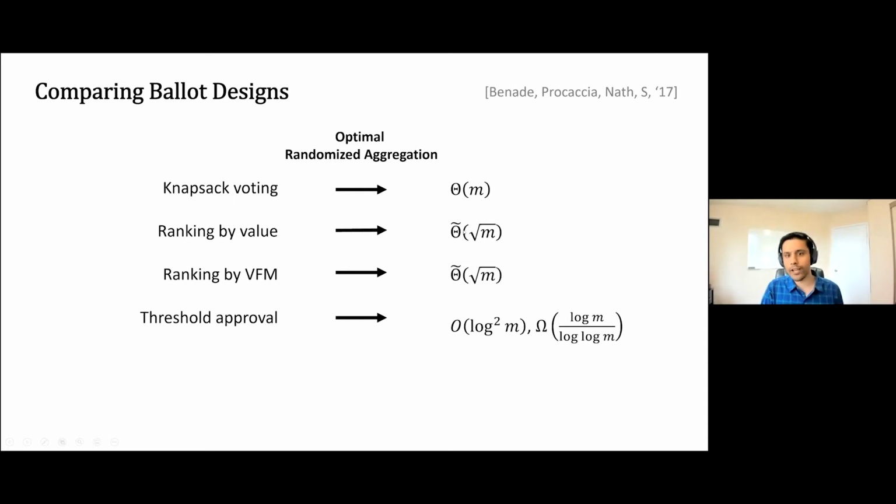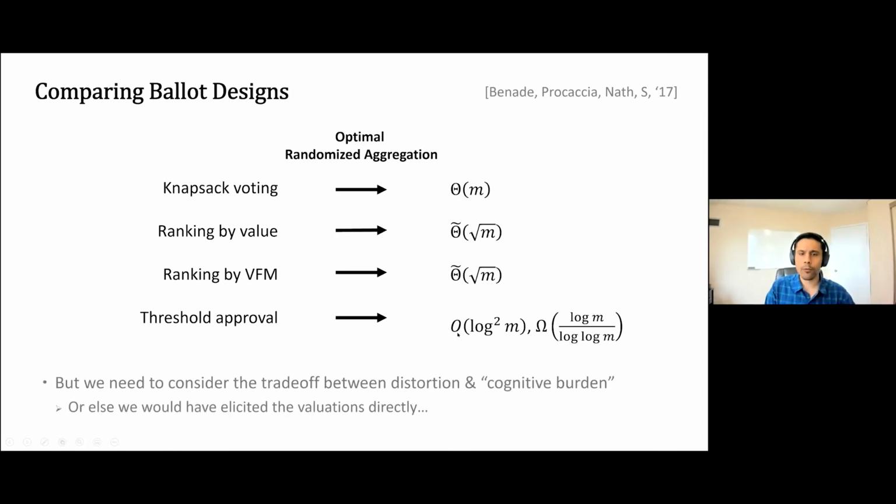Rankings by either value or value for money are somewhat better. And then threshold approval is even better, with logarithmic distortion. One thing we realized when we were doing this project is that you cannot simply compare the different ballot designs based on the lowest distortion that they allow you to achieve alone. Because if your goal is simply to minimize the distortion, then there is an obvious choice of ballot here, which is to ask the voters to convey their actual utility functions directly. And the reason I said earlier that we don't want to do that is because it can be cognitively burdensome for the users.